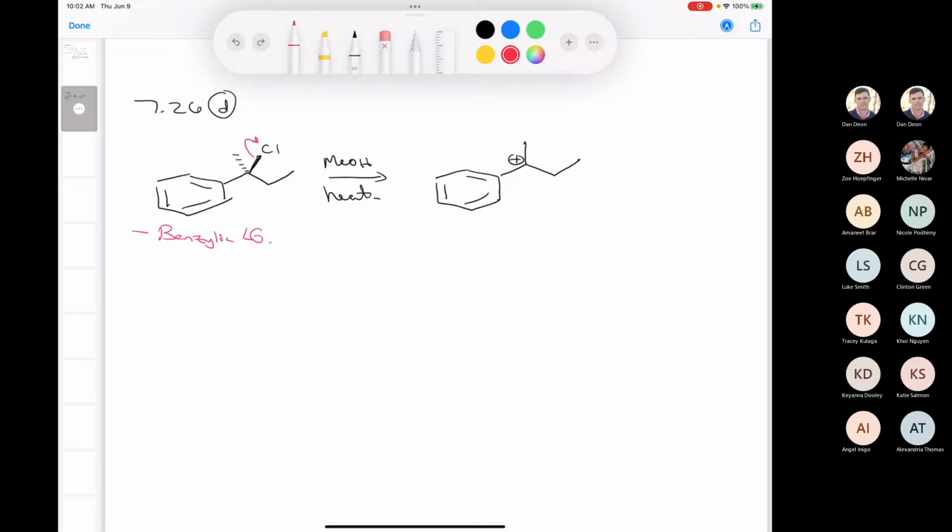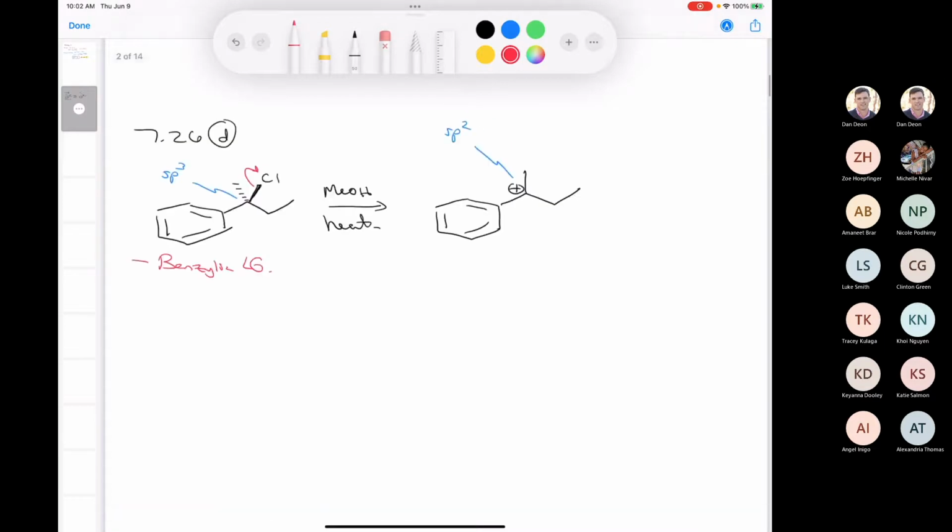But what's interesting about this is that we went from a chiral center that is sp3 hybridized to an sp2 hybridized carbon, and that is achiral. So what that means is that my nucleophile, the methanol, can come in and attack from either face of the molecule. So when I draw the product of the substitution, the methanol can be drawn on a dash or a wedge. The methanol, draw some lone pairs in here, can attack from the back face of the molecule, or it could attack from the front face.